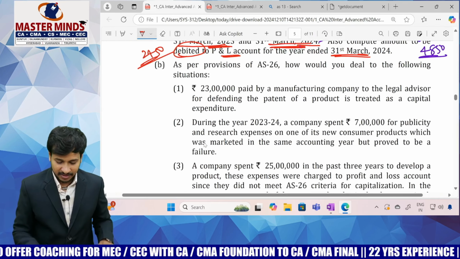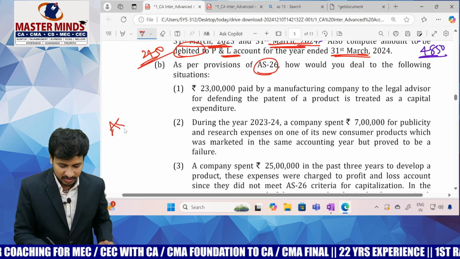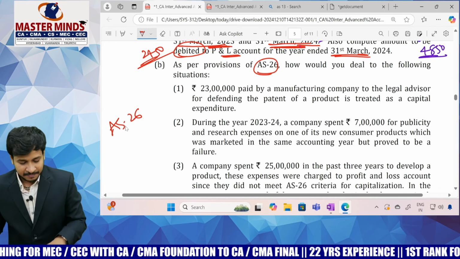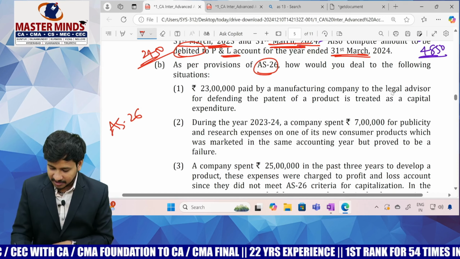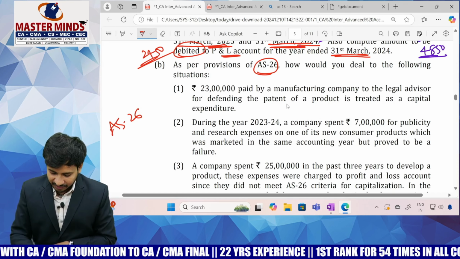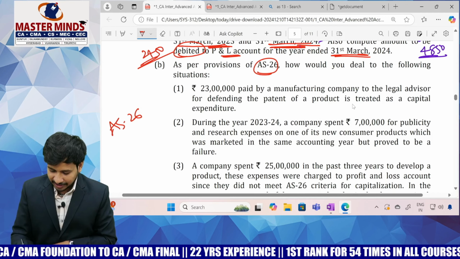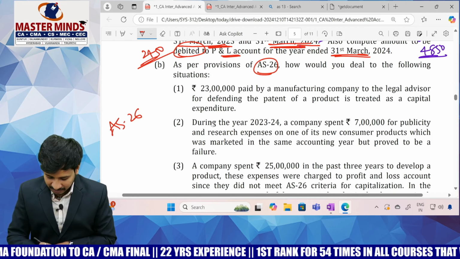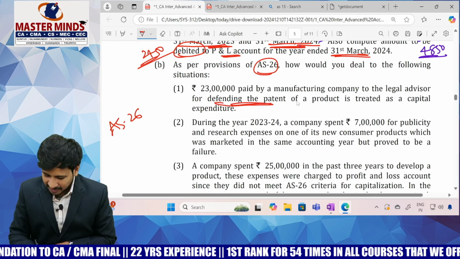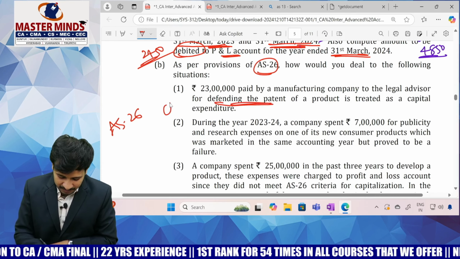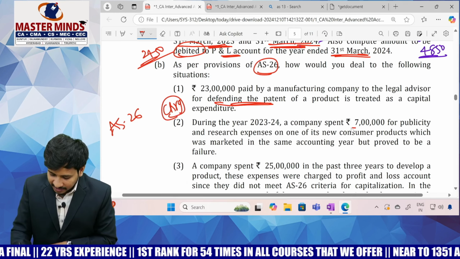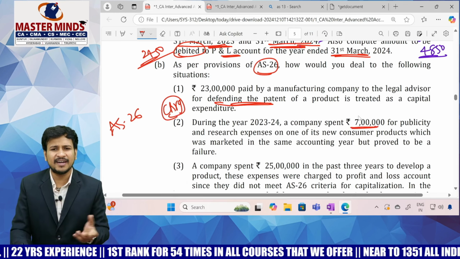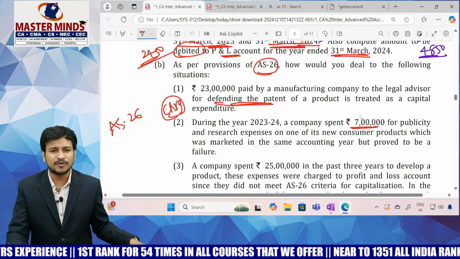Now let me proceed for 1B as per the provisions of AS 26, very clearly given. Deal the following: 23 lakhs paid by a manufacturing company to the legal advisor for defending the patent of a product is treated as capital expenditure. For defending the patent, capital expenditure? No, this is to be charged. Revenue expenditure. During the year, company spent, because defending is not going to increase any future economic benefits.